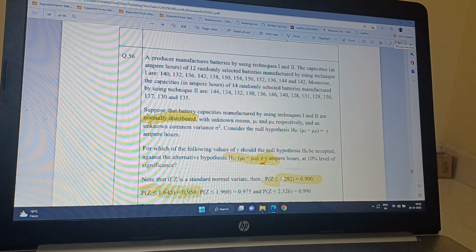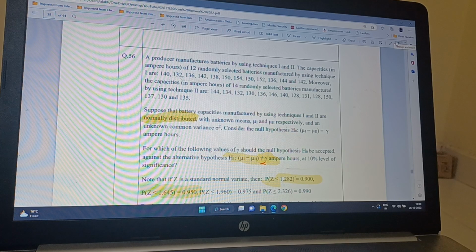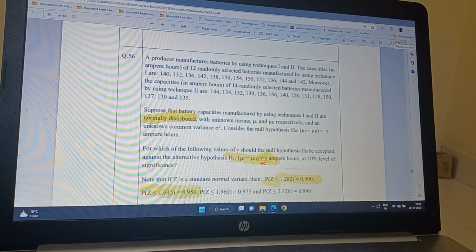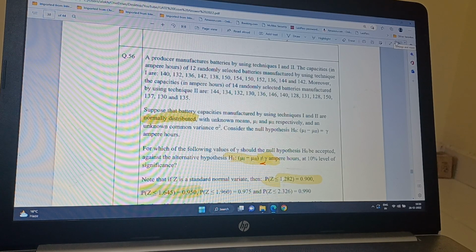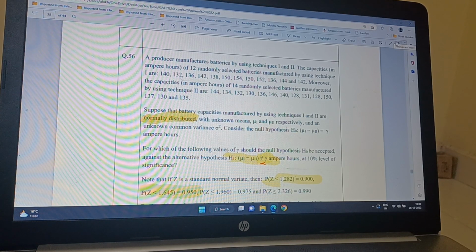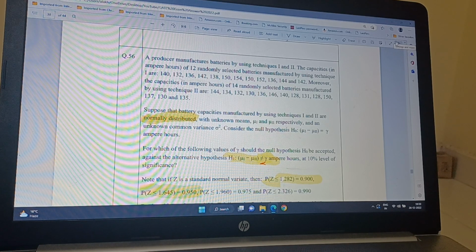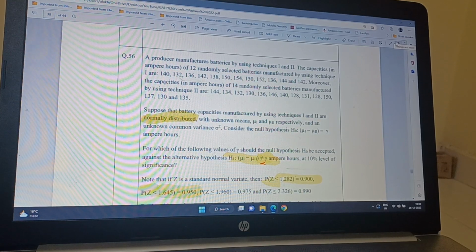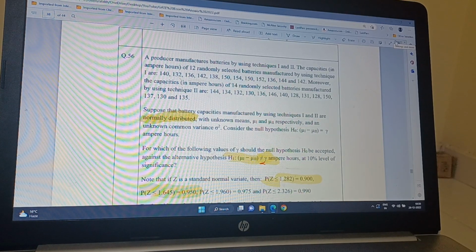Suppose that battery capacities manufactured by using techniques 1 and 2 are normally distributed. This is important. It is normally distributed, with unknown means mu1 and mu2 respectively, and an unknown common variance sigma square. Means we have to calculate a common variance for both the techniques. Consider the null hypothesis H0: mu1 minus mu2 is equal to gamma ampere hours. So this gamma is mu1 minus mu2, and that is the H0.